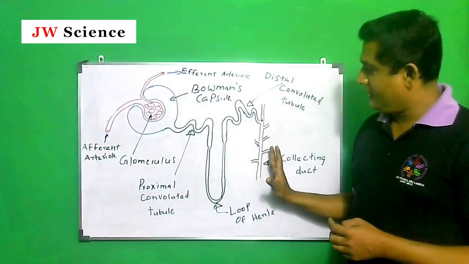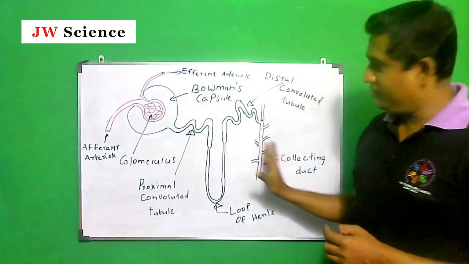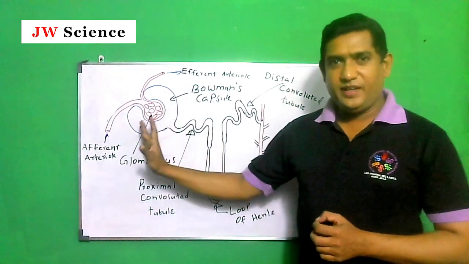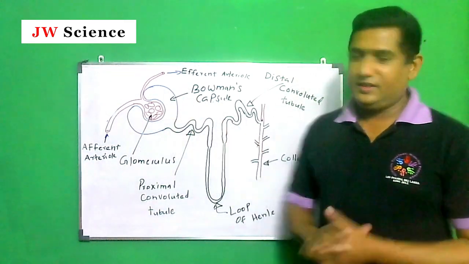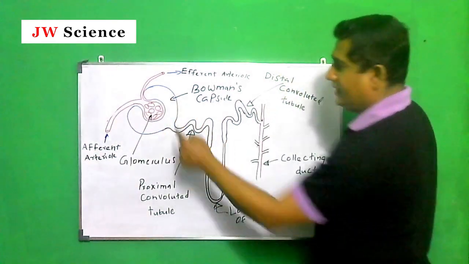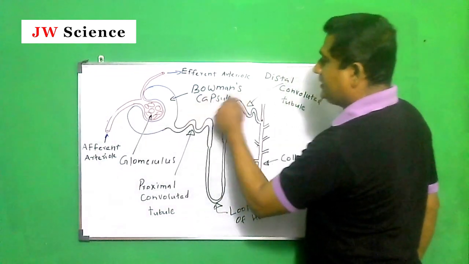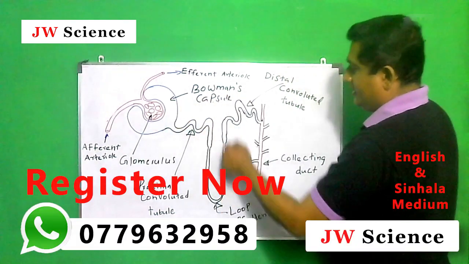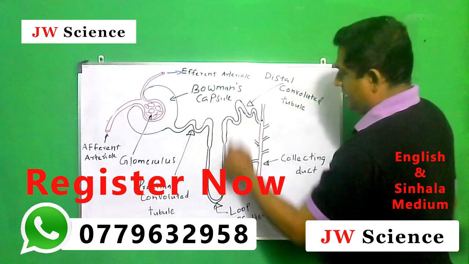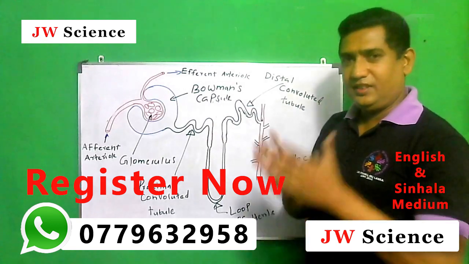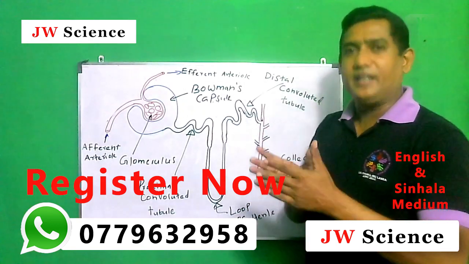This is a basic diagram of our nephron, and you will clearly identify two areas in this nephron. This area is like a ball actually. This area is called Bowman's capsule. The next area, from here to here, is called the tubule. So these are the two areas, Bowman's capsule and the tubule.